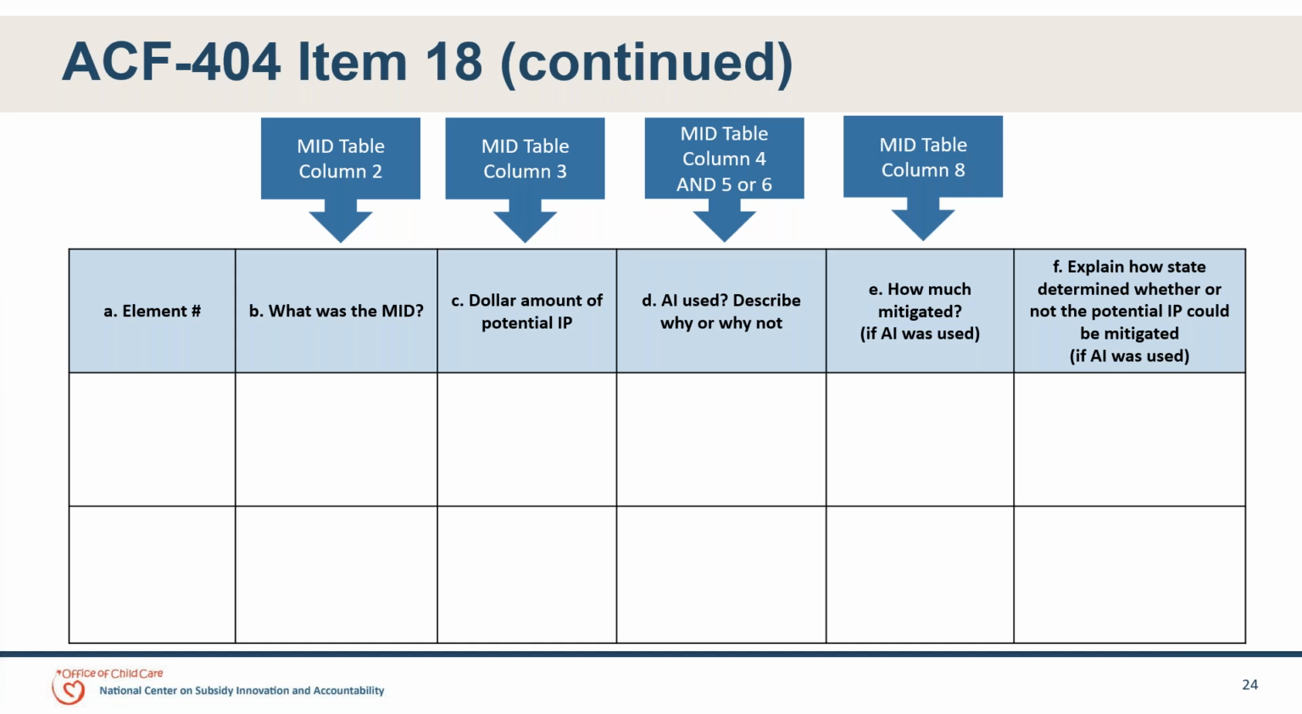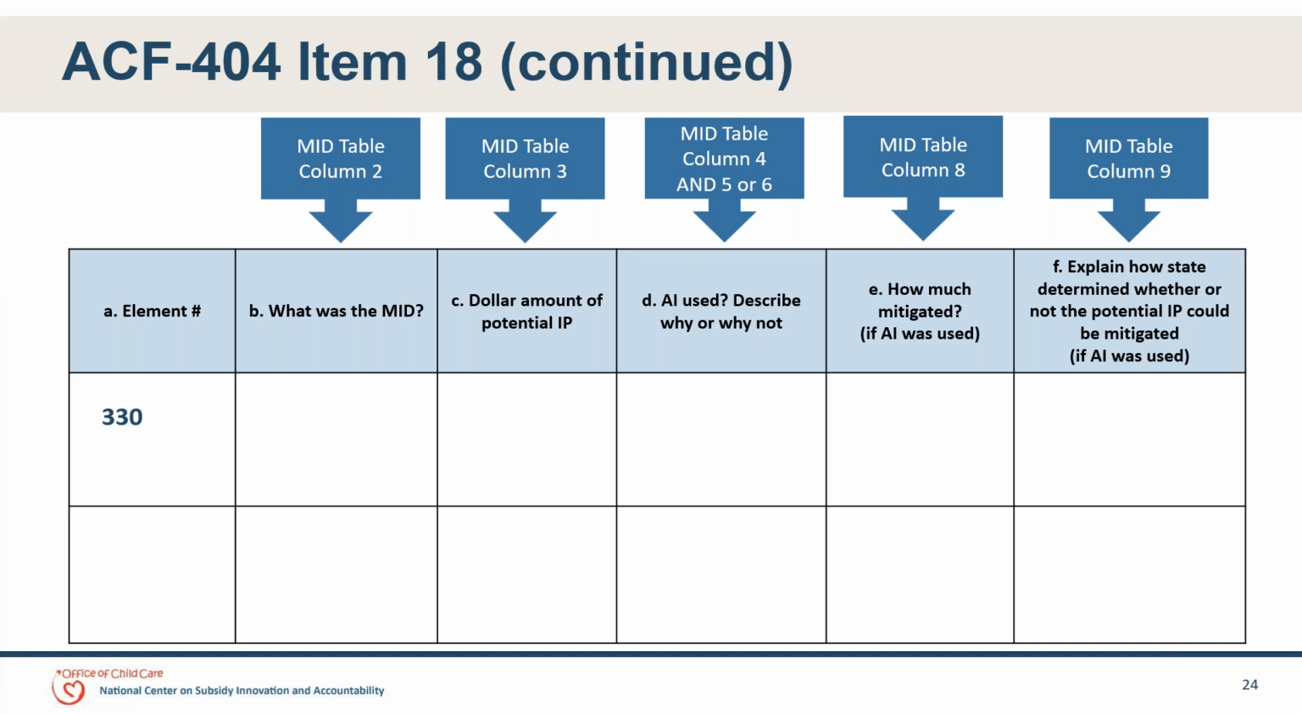Column E is the amount mitigated, which corresponds to column 8 of the MID table. And then finally, column F asks you to explain how you determined whether or not the potential improper payment could be mitigated. And that can be pulled from column 9 of your MID table. So I'm going to show you a couple of examples to illustrate what I just described.